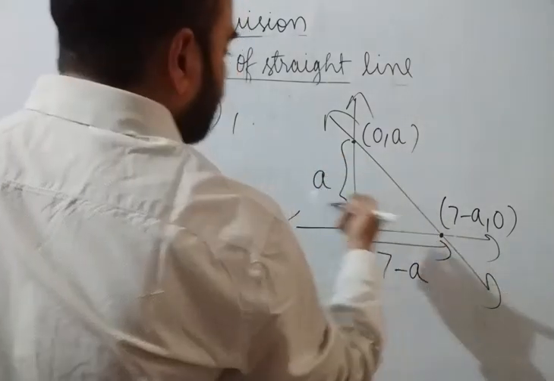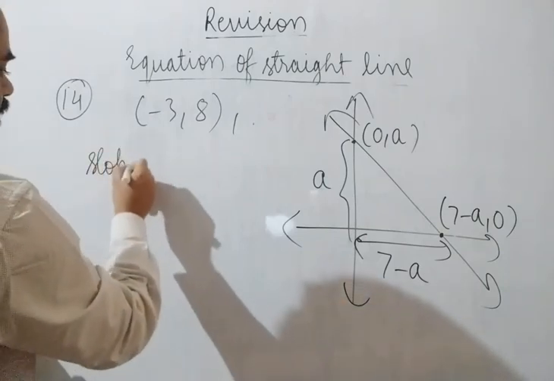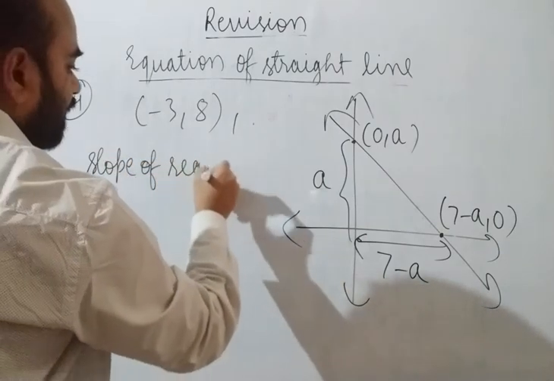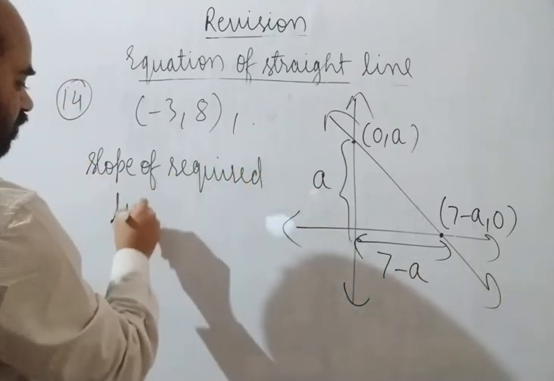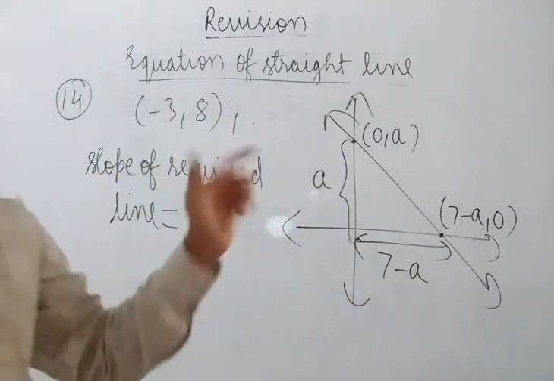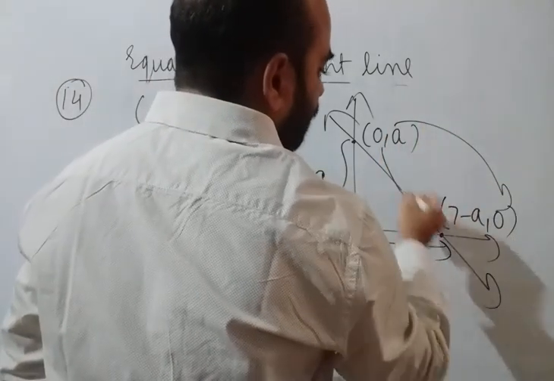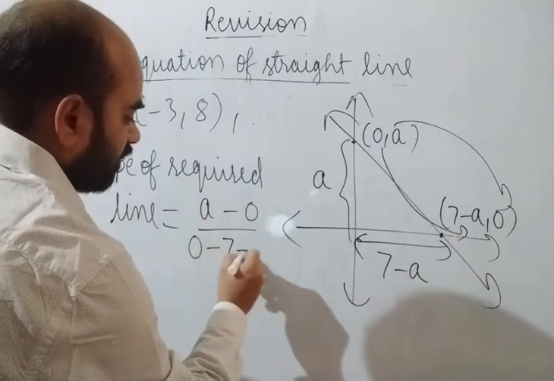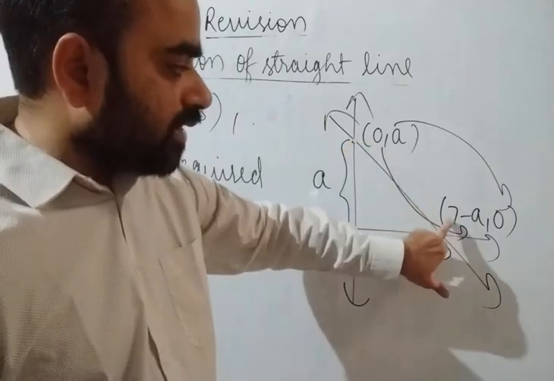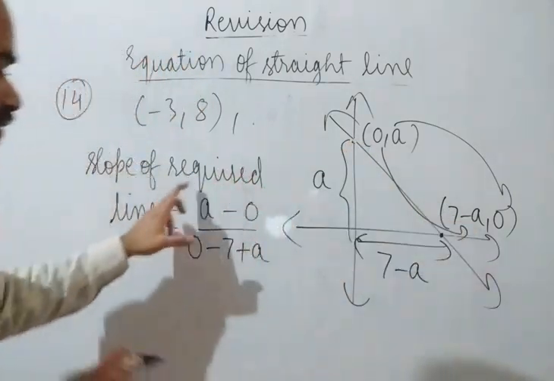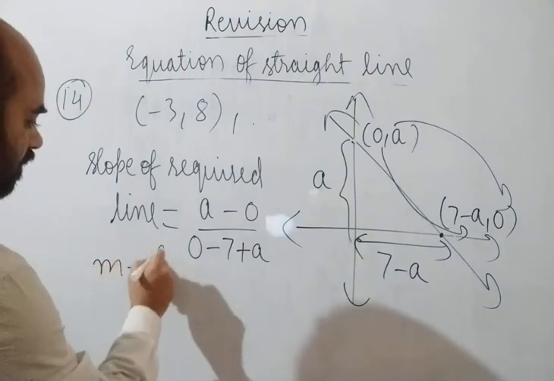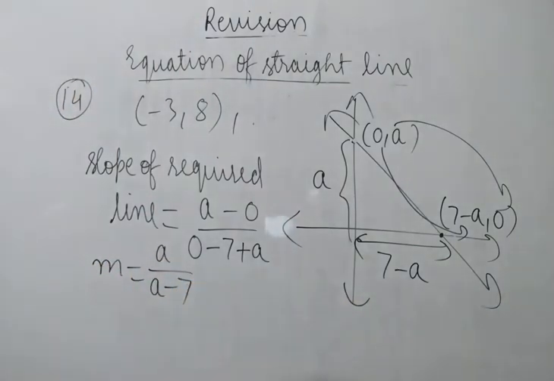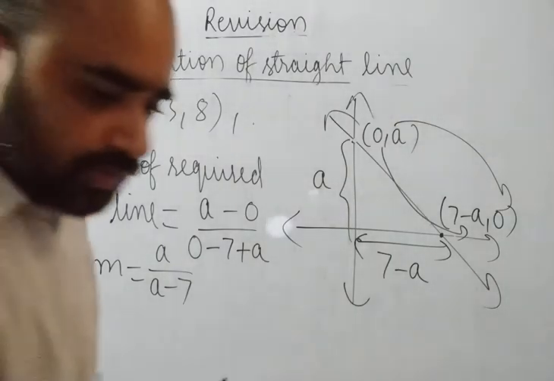Now we can find the slope of the required line, the line for which we have to find the equation. So y2 minus y1 upon x2 minus x1. It means a minus 0 upon 0 minus (7 minus a), that is 0 minus 7 plus a. So this is the slope of the line: m is a upon a minus 7. So we have calculated the slope of the line. Clear?